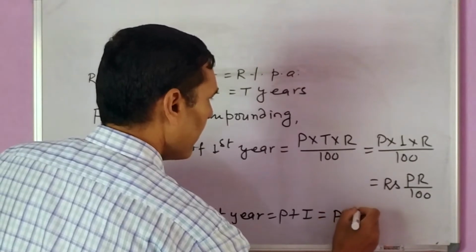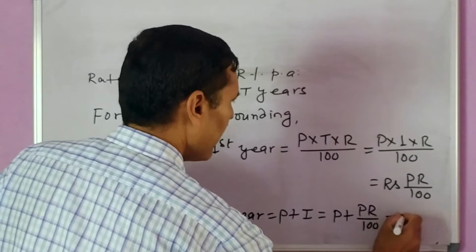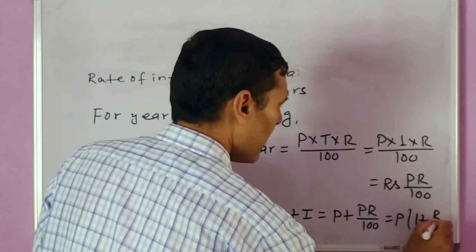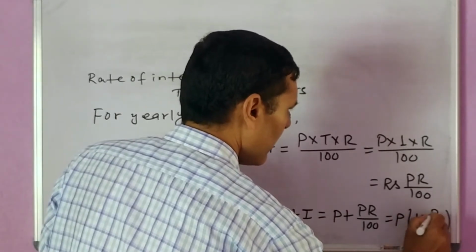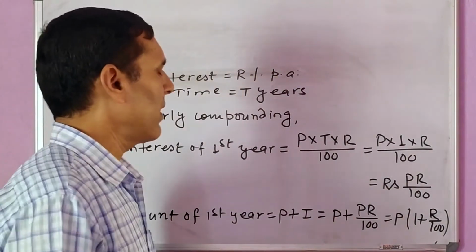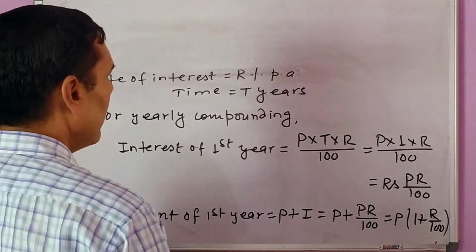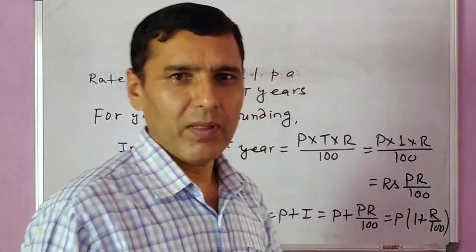P is P plus I is PR upon 100. If we take P common, then it will remain 1 plus R upon 100 in the bracket. So this is the amount of the first year, and this will be the principal for the second year. Now by taking this principal, we calculate the interest of the second year.